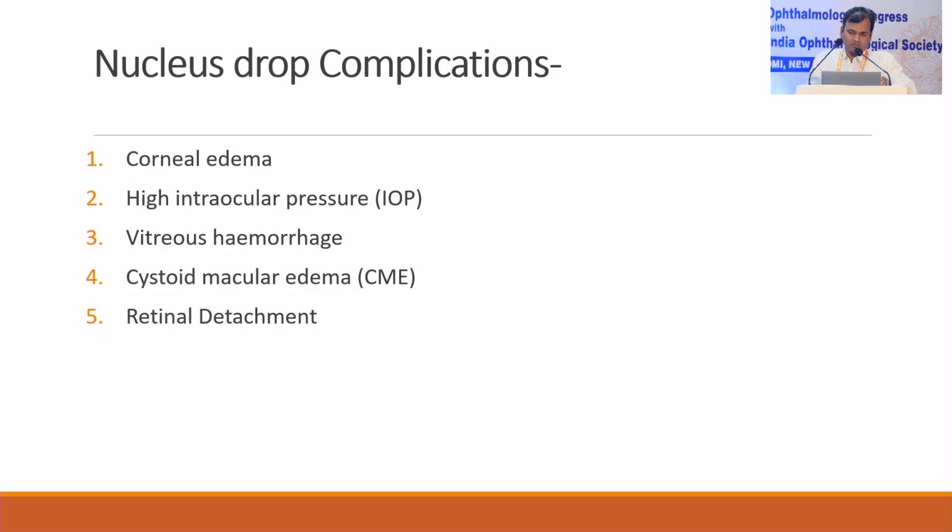The nucleus drop complications are corneal edema, high IOP, vitreous hemorrhage, cystoid macular edema. So we are always prepared that it does not happen, but a few cases you cannot avoid.